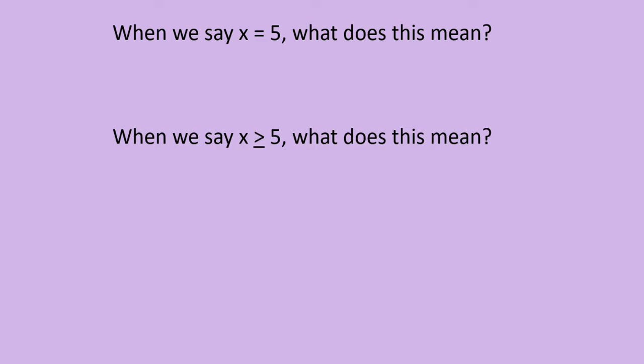When we say x is greater than or equal to 5, what does this mean? This means that 5 is a solution to our inequality, but also any number greater than 5 is a solution to our inequality. That means our solution could be 6 or 7 or 10 or 100 or a million, or it could be decimals such as 5.5 or 6 1/4 or 5 25/100. Any number that is 5 or greater would be a solution to our inequality.